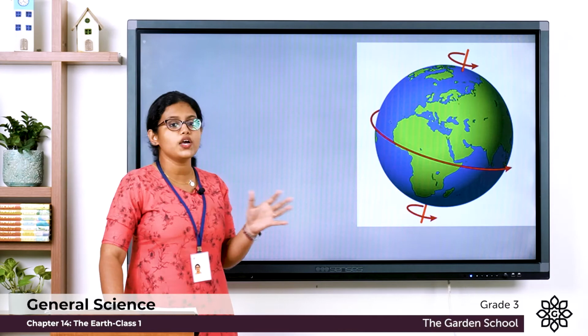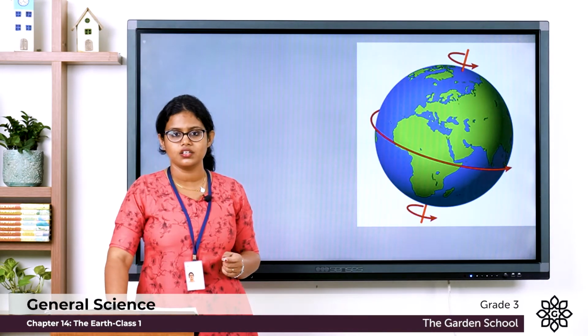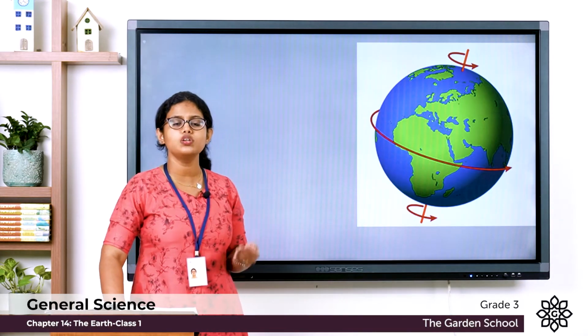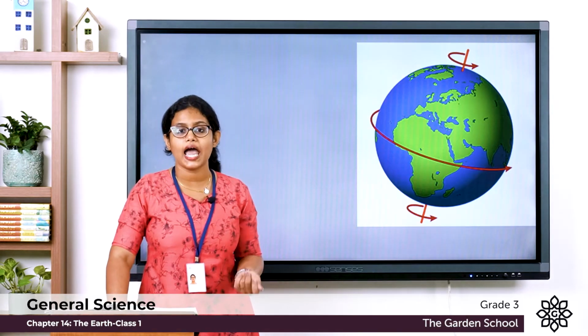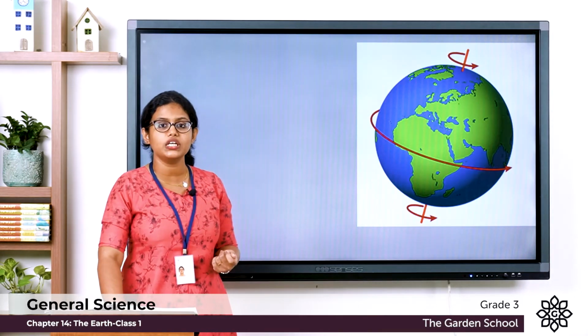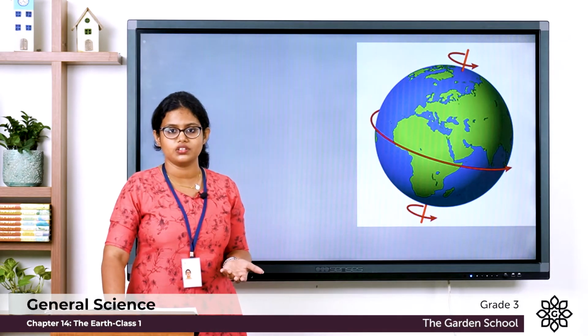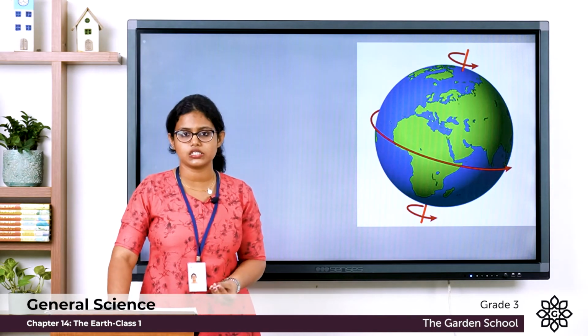And if you closely observe this picture, you can see an imaginary line, an imaginary line that is passing from North Pole to South Pole. That imaginary line, we call it as axis. So the movement of the earth on its axis, we call it as rotation. And the earth moves from west to east.